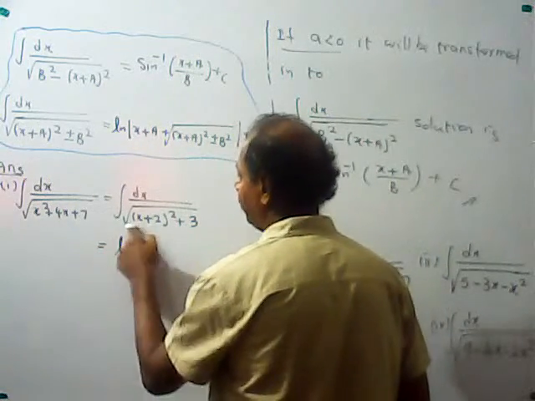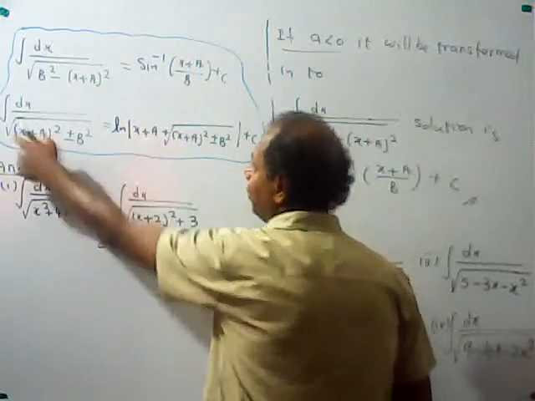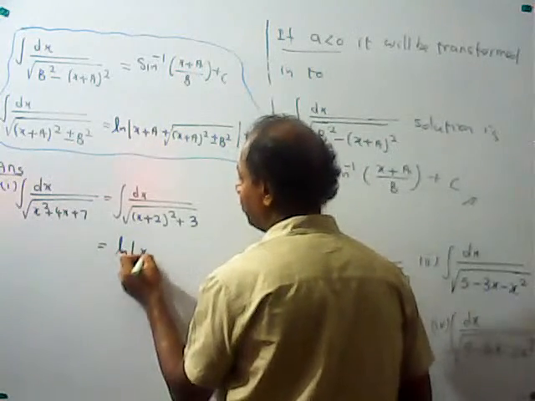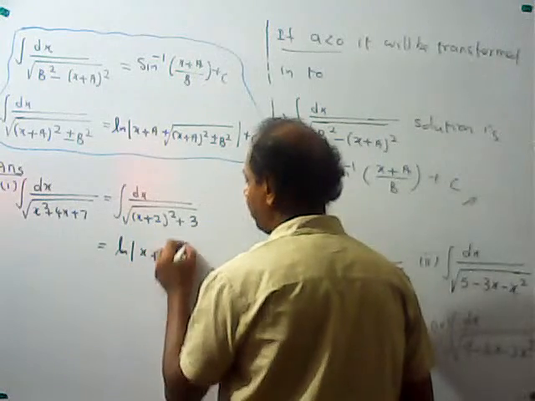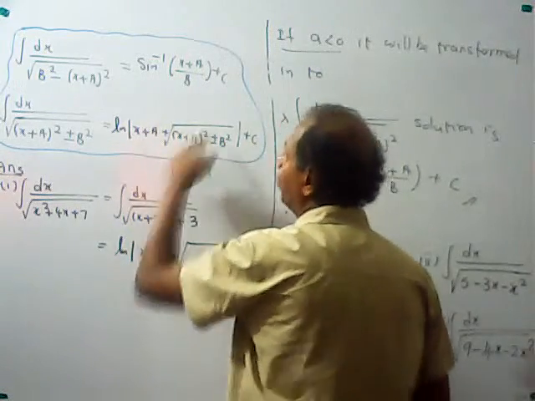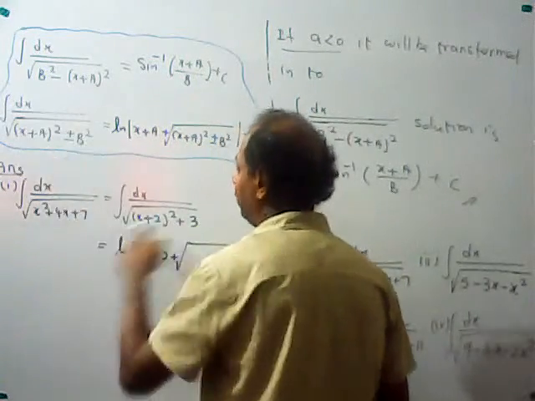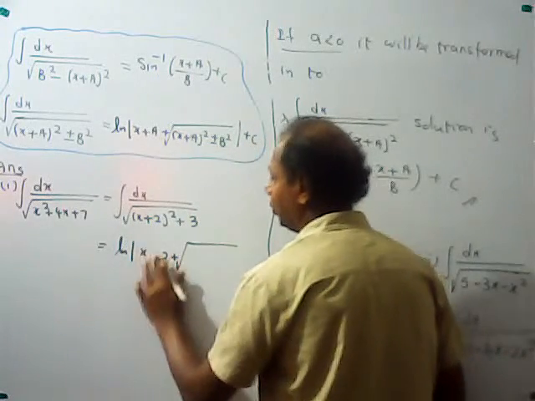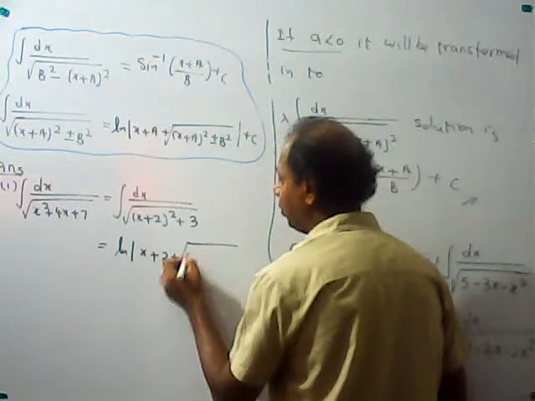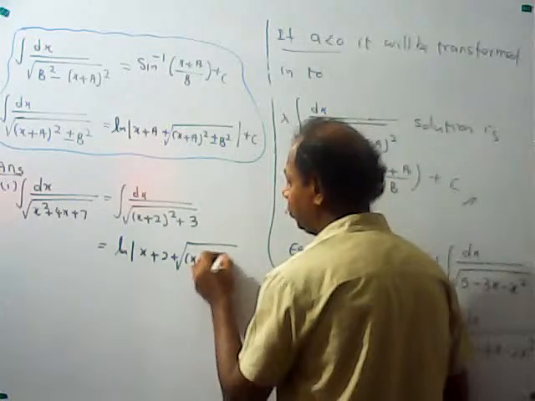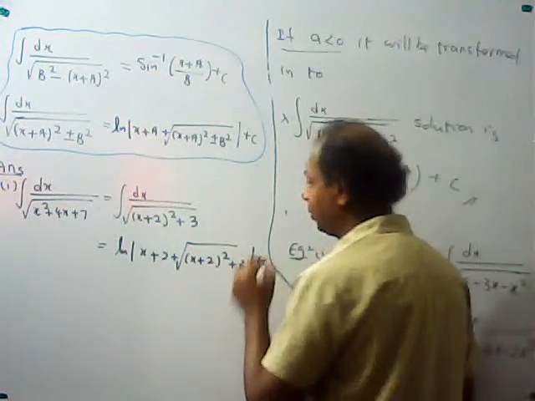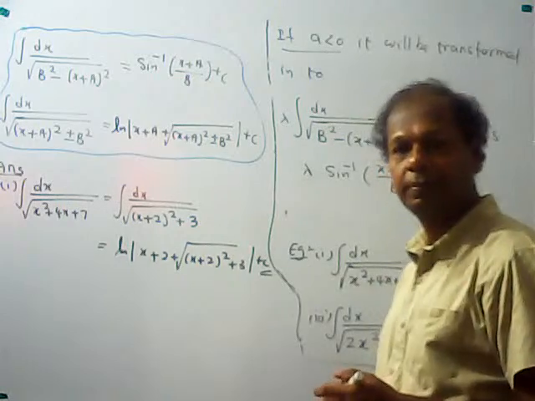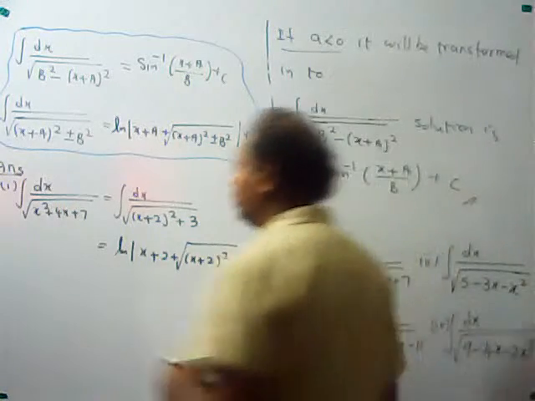ln mod of x plus 2, but here you write just x plus 2 plus the square root of this whole thing. Plus square root of (x plus 2) squared plus 3. And don't forget to write plus c. That's the answer. Very easy.